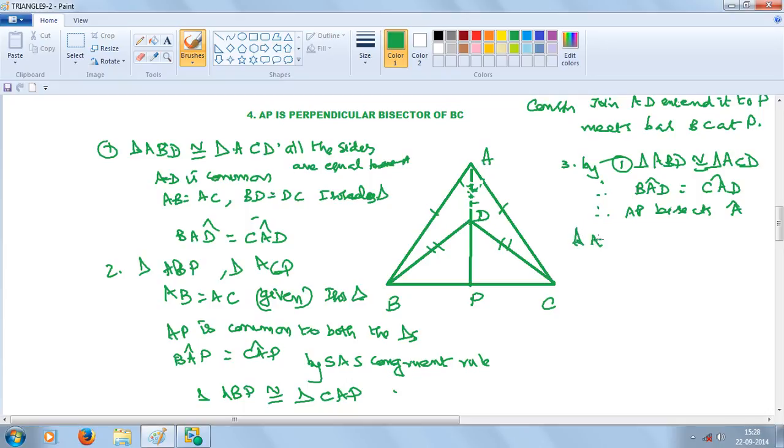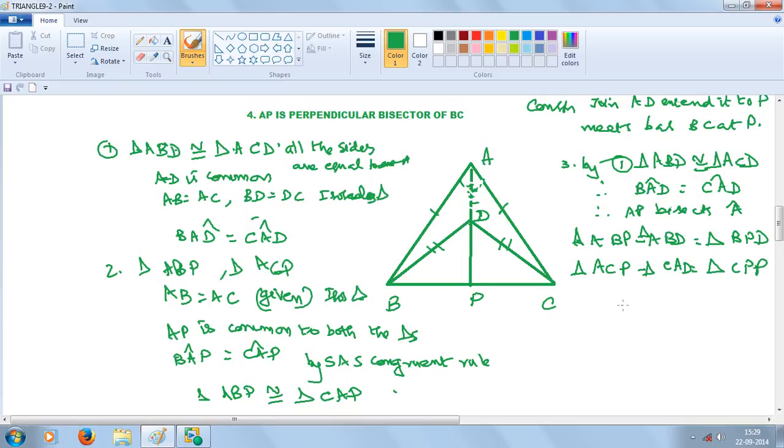So triangle ABP minus triangle ABD, everywhere, is equal to triangle BPD. Triangle ACP minus triangle CAD is equal to triangle CPD.